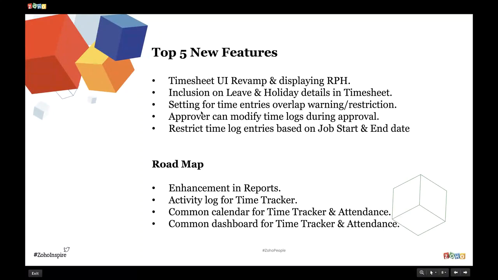Then settings for time entries: overlap warning and restriction. This we have seen. If you want to submit a time block in the same interval of time, we can define the setting whether to allow or restrict. Then the approver can modify the time block during approval, if that particular option is enabled. And finally, we have restrict time block based on job start date and end date. In our use case, the job start date is May 5th and the end date is May 31st.